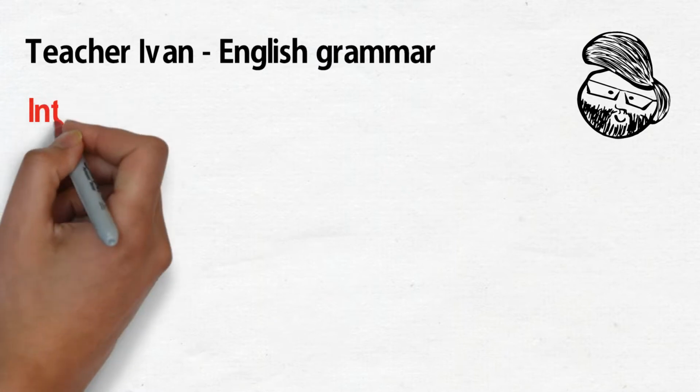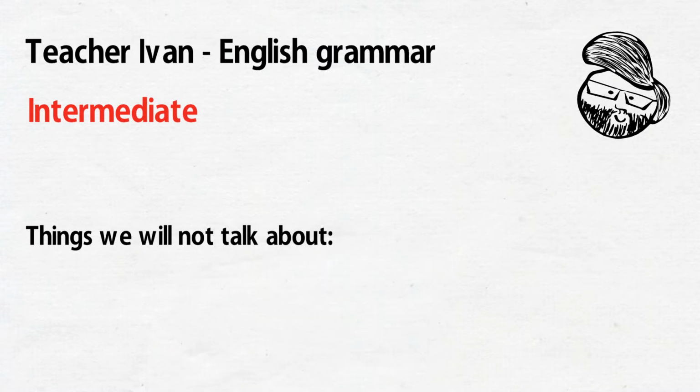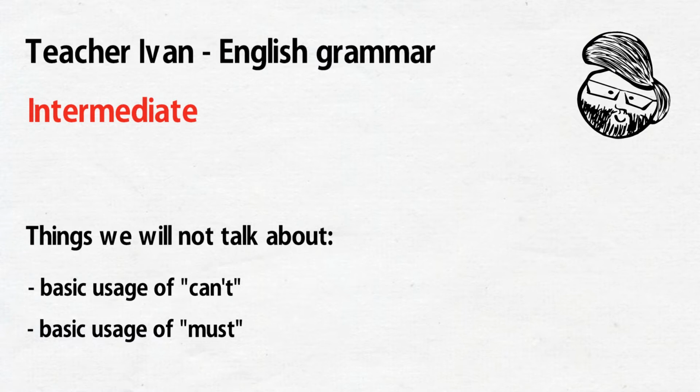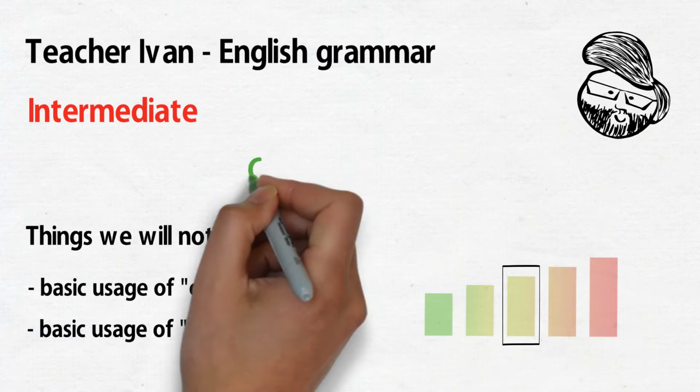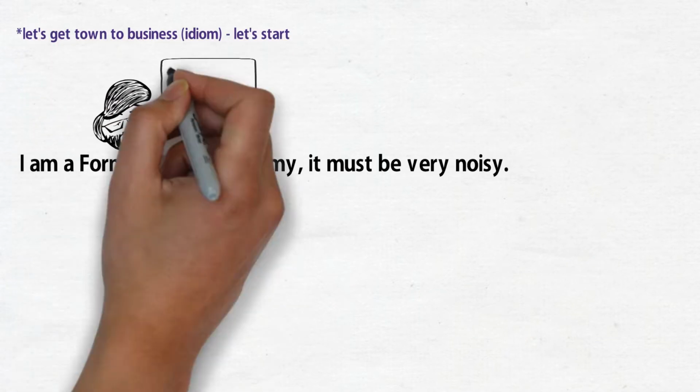Now, since this is an intermediate level lesson, we will not talk about how we can use can't for not having permission to do something or must for obligation. It's simply too simple. We are going to dig deeper and show you some more advanced, but still intermediate ways of using can't and must. We're going to take a look at when we can use which one and how to use them properly in sentences. Okay, now let's get down to business.